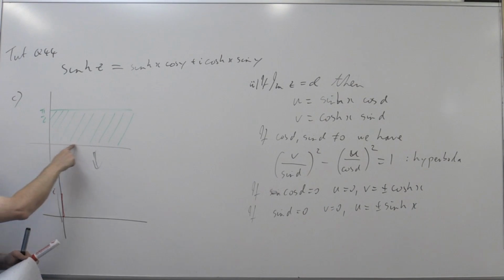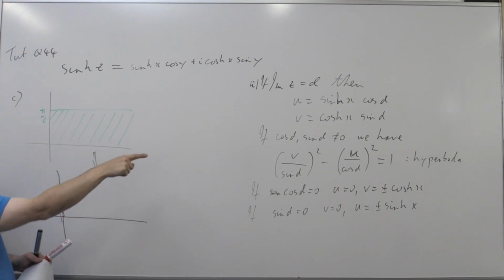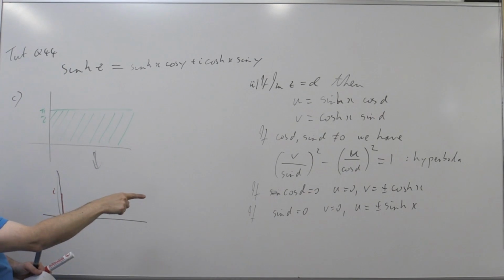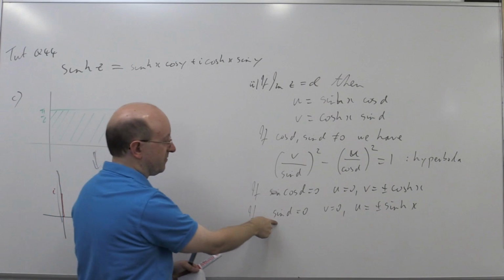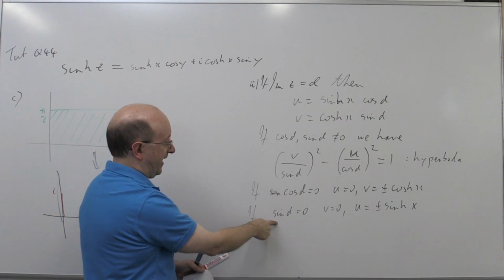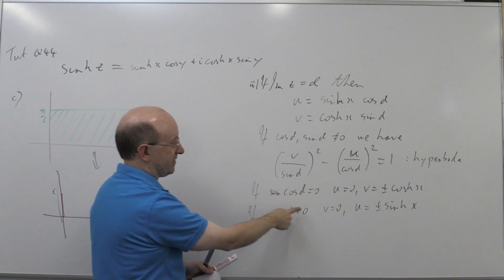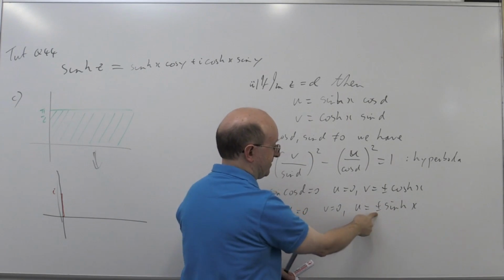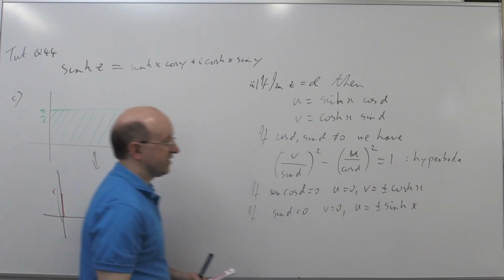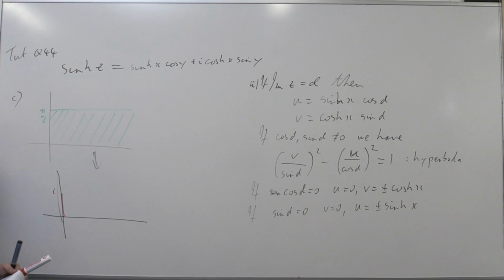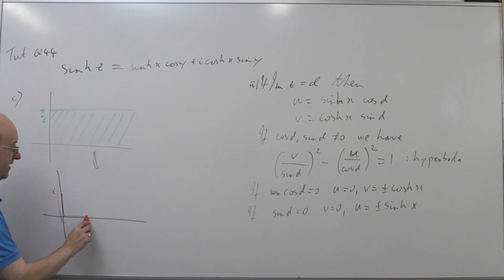This part here, where the imaginary part is 0, well, I've already got the thing up here. That's, of course, what happens when sin d is 0. And so we're just going to get u equals, in this case it'll be plus because the cosine is 0. We'll just get the hyperbolic sine of x, but x is positive, so we'll only get the positive real part. We'll get this part here.